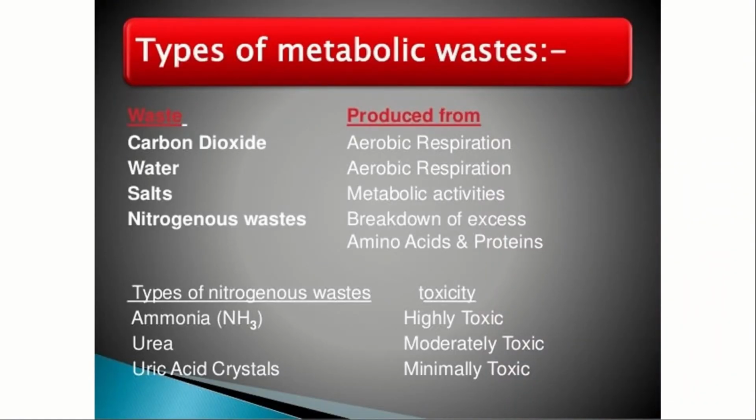Types of metabolic waste. Carbon dioxide, produced from aerobic respiration. Water, again from aerobic respiration. Salts, from metabolic activities. Nitrogenous waste, from the breakdown of excess amino acids and protein. Types of nitrogenous waste: ammonia, which is highly toxic; urea, moderately toxic; uric acid crystals, minimally toxic. So these are the toxicity levels of some of the nitrogenous waste in our body.